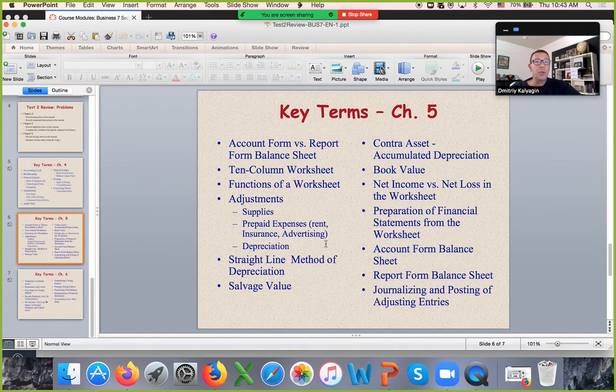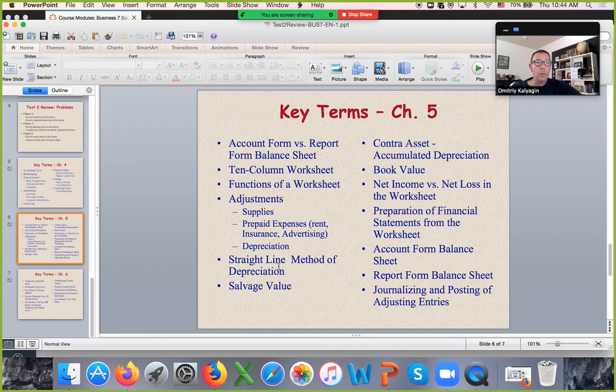In the next chapter, chapter 5, we distinguish between the account form versus the report form for the balance sheet. We looked at the 10-column worksheet and completed it. We identified 2 functions of the worksheet: to identify the adjusting entries and to prepare financial statements. We studied 3 types of adjustments. Here they are: supplies, prepaid expenses, and depreciation.